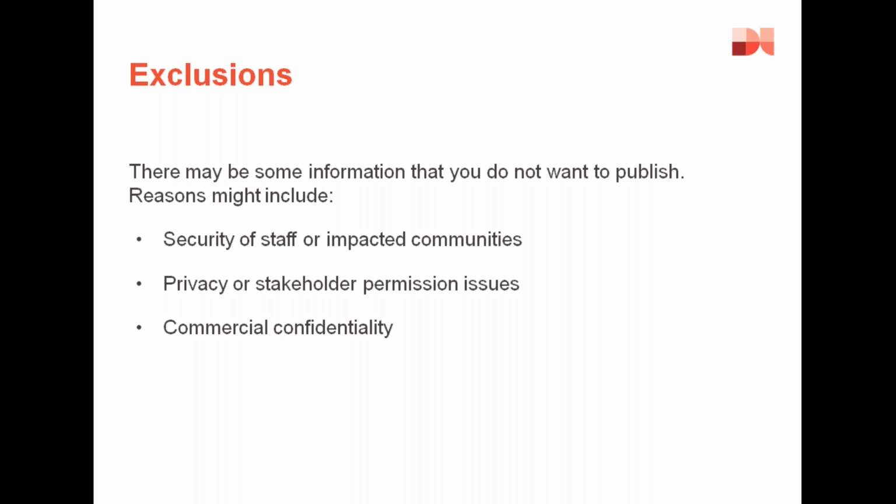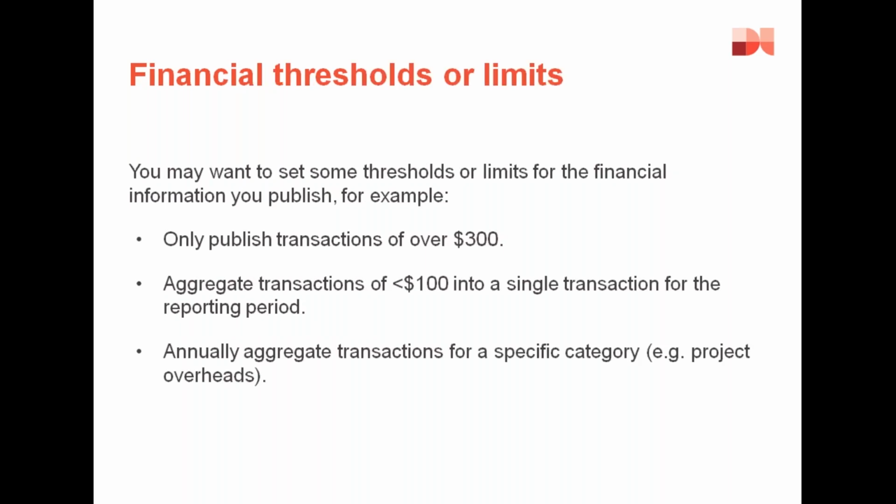There may be privacy or stakeholder permission issues. So if you're just starting the publishing process, we always advise that if you're going to reference other organisations, you make sure they are aware that you're going to do so, are happy for you to do so, and you have their permission. And similarly, and this happens a lot with the financing institutions, sometimes they can't put out financial information because it's covered by commercial confidentiality. And similarly with financial thresholds or limits.